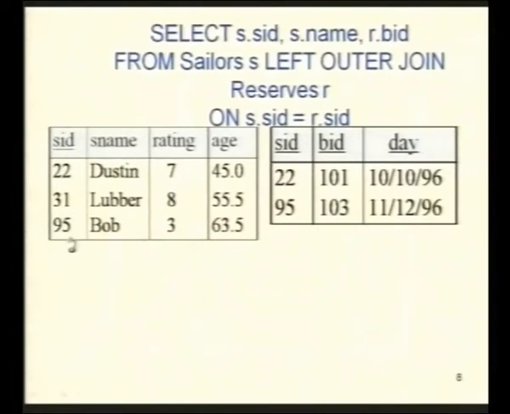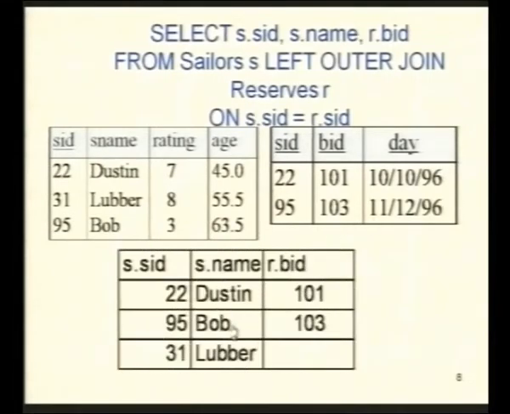If you look here, this is the two relation, and you will get 31 Lubber. Here you don't have a corresponding boat, which means he has not reserved a boat. So here you will actually get the null value. Okay, this is the left outer join.